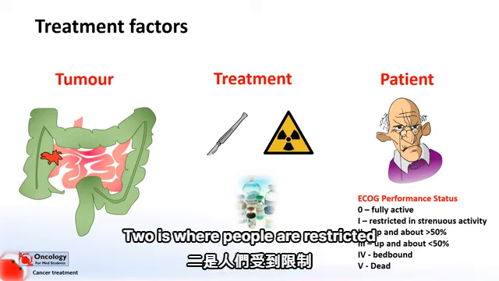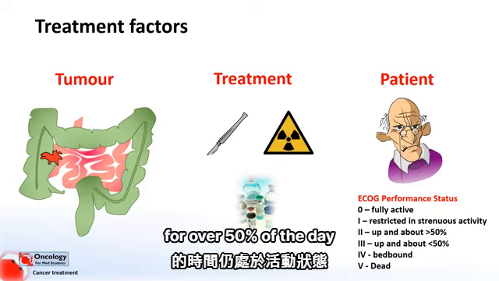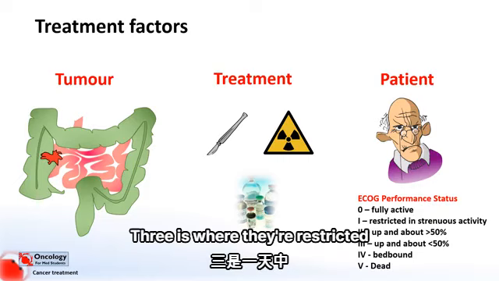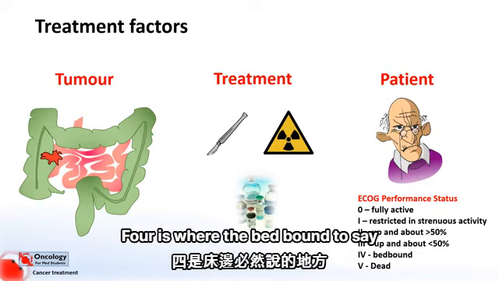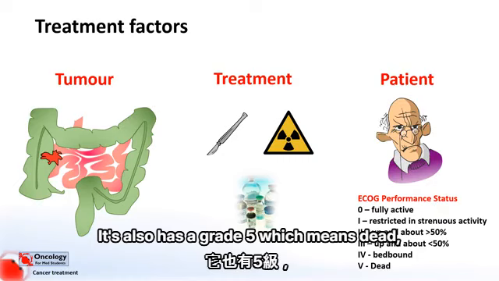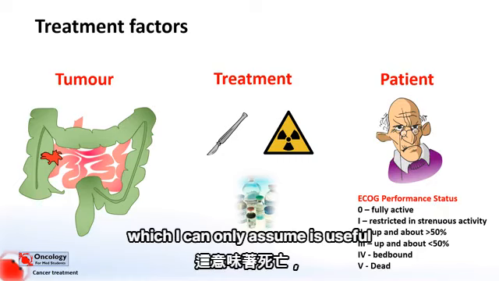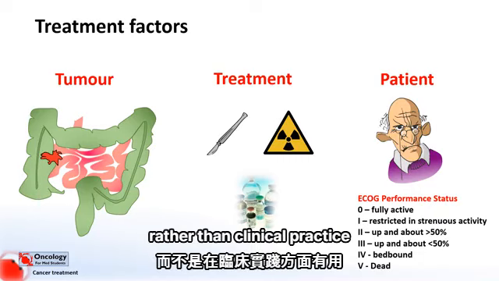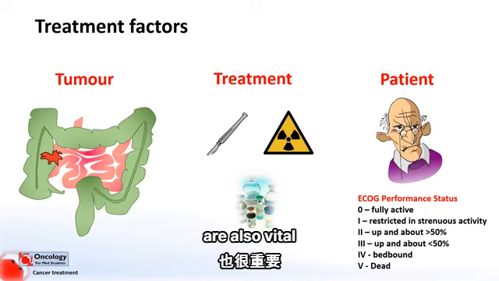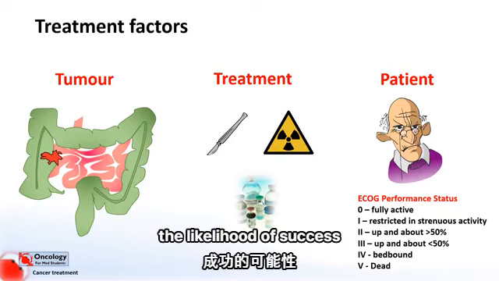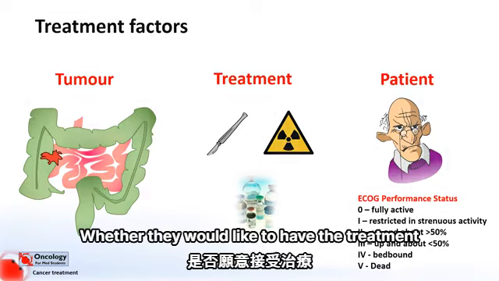2 is where people are restricted but still up and about for over 50% of the day. 3 is where they're restricted and up and about for less than 50% of the day. 4 is where they're bedbound. Performance status also has a grade 5, which means dead, which I can only assume is useful in terms of research rather than clinical practice. Finally, the patient's wishes as to preferences over treatment are also vital. They must be fully informed of all the risks of treatment, the likelihood of success, and decide for themselves whether they would like to have the treatment.